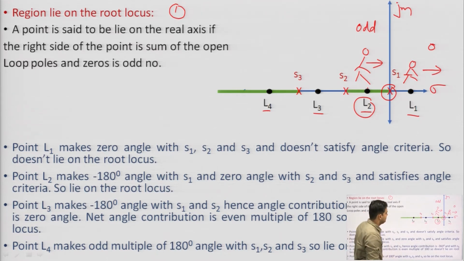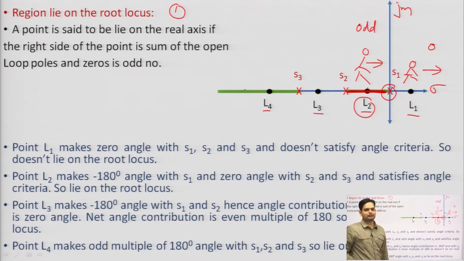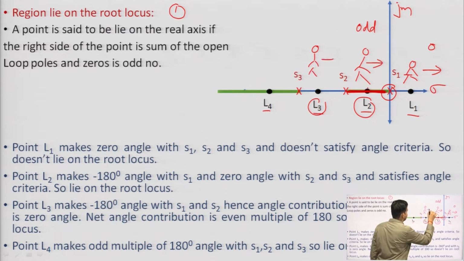Okay. It means which region? The region between two poles, the green region. You can see this shaded region will lie on the root locus. Now, I will stand on the location 3. Now, I have to look in my right direction. So, how many poles or zeros are here?